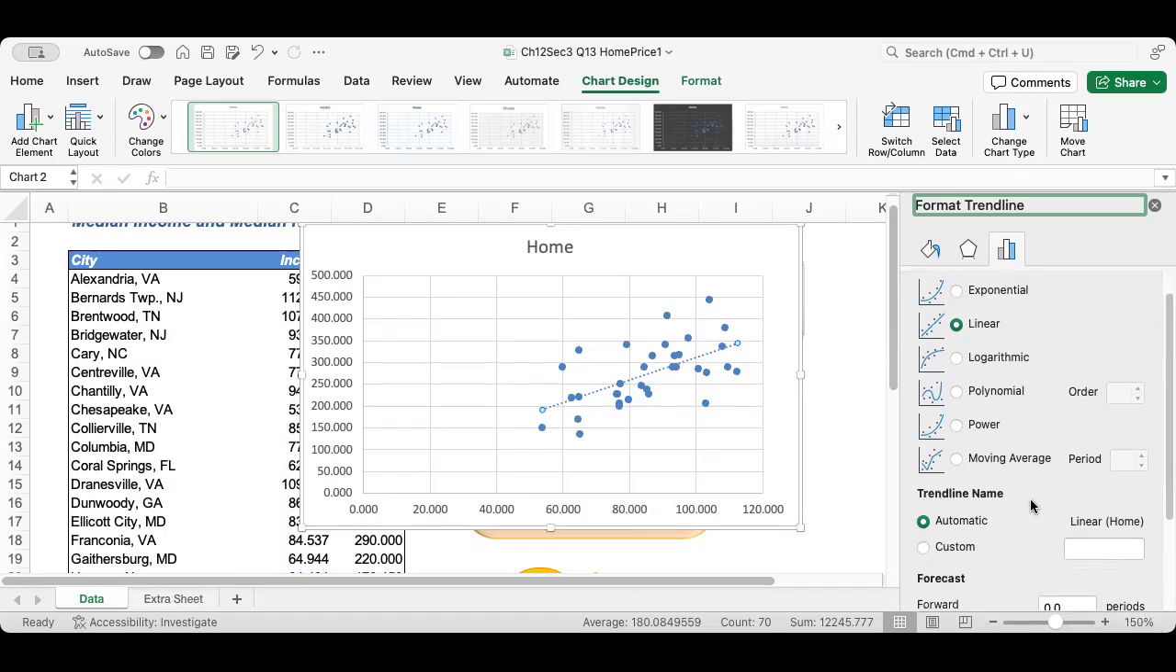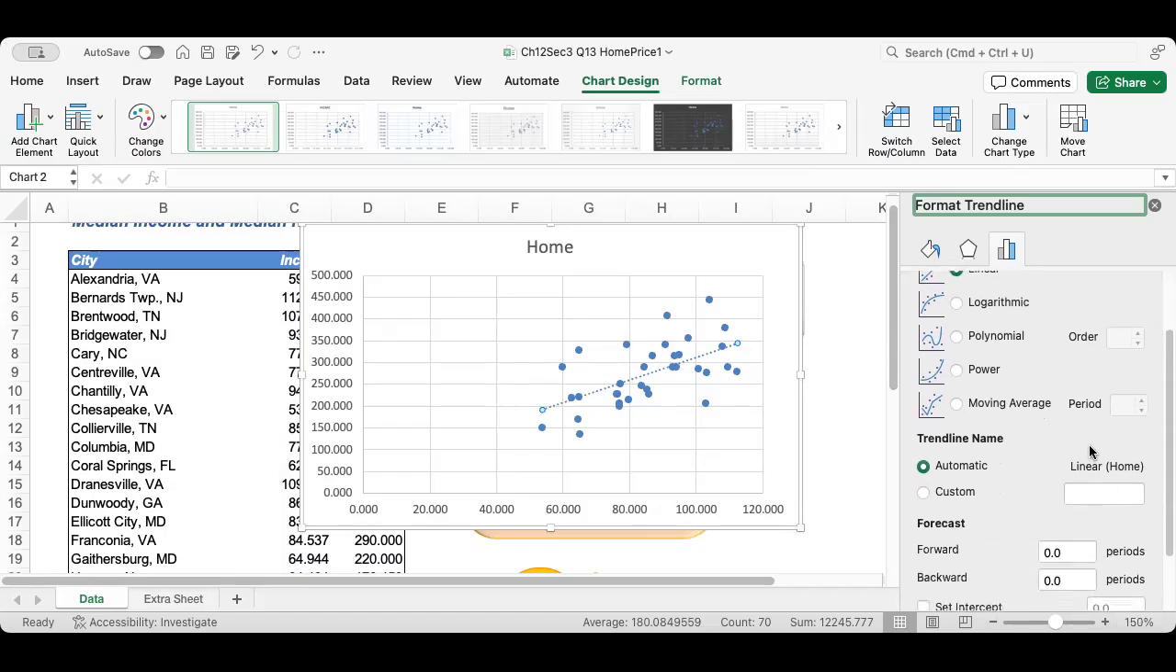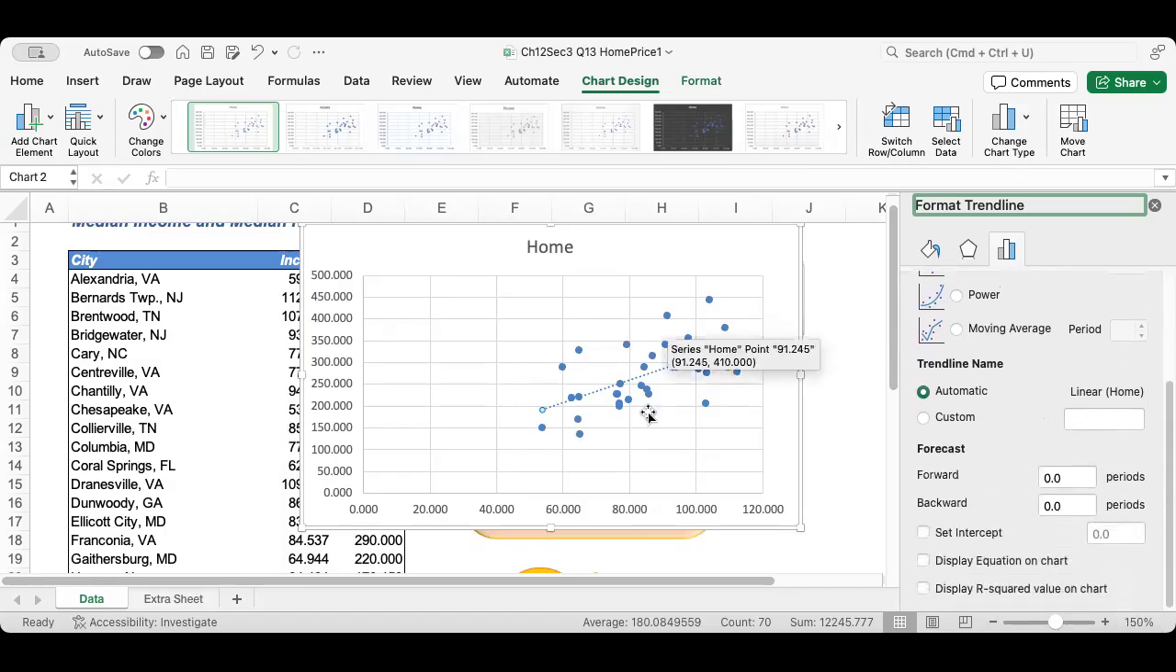I didn't name it. You can customize the name if you want. You can move the line past the edges of your data. We can use this to predict a certain number of values forward or a certain number of values back if you want. But I would actually like to see the equation. And notice way down here at the bottom, there's an equation. Display equation on chart. Click.